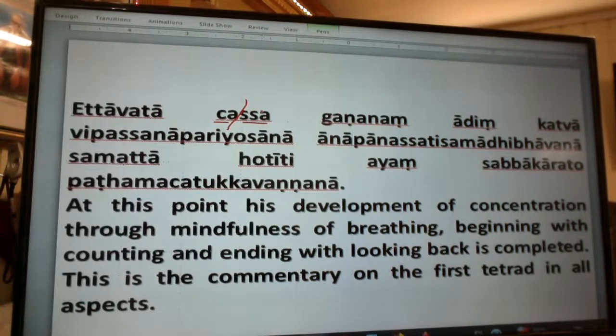For the meditator who practices mindfulness of breathing, anapanasati meditation, the counting method, is studying, and after that Vipassana. Pariyosana is end. Vipassana Pariyosana means ending with Vipassana.